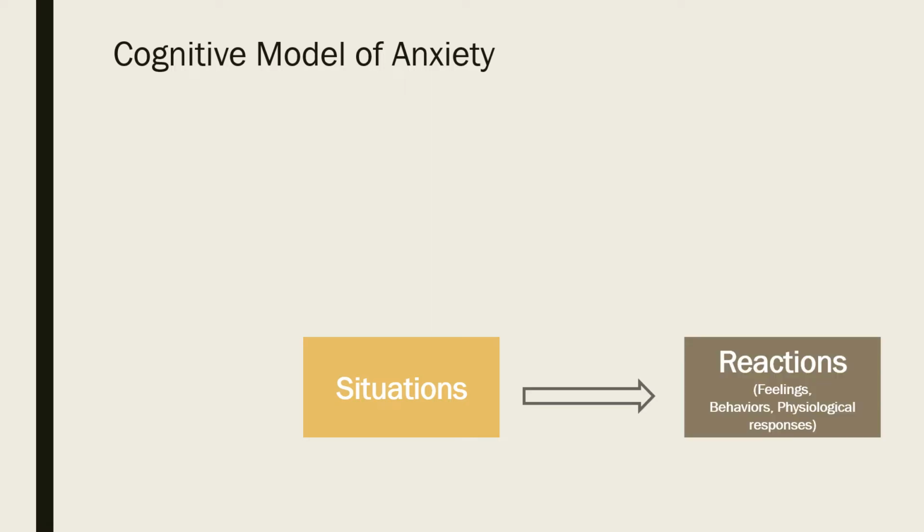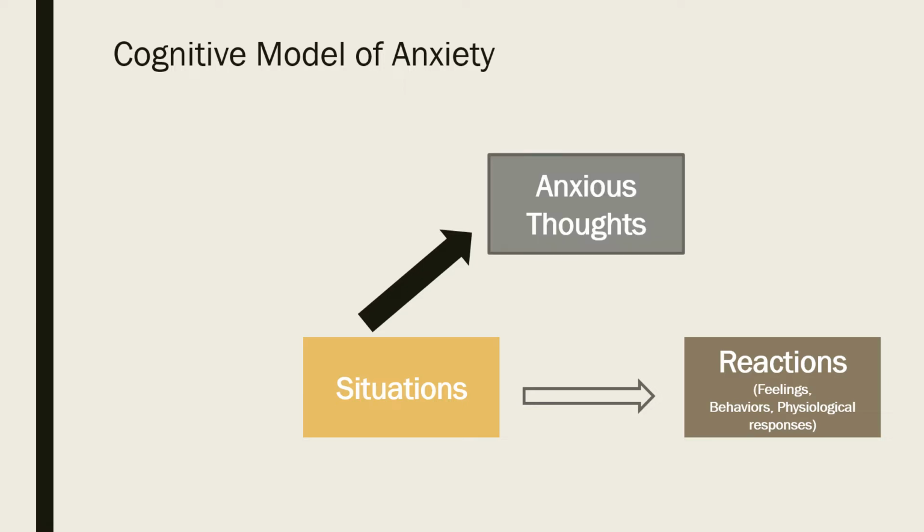So let's think about the cognitive model of anxiety. We learned that there are triggering situations that seem to lead to a variety of different reactions at the emotional, behavioral, and physiological level. But we now know that it's not the situations, but it's actually your interpretation of those situations that leads to those reactions. And more specifically to anxiety, there are anxious thoughts mainly that contribute to those reactions.